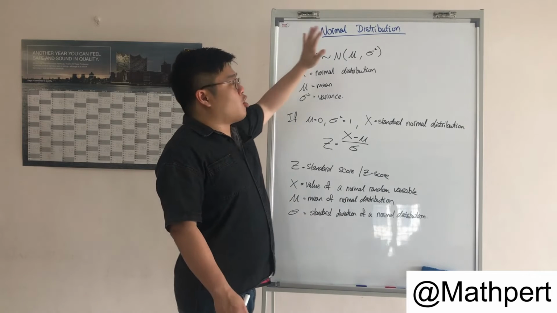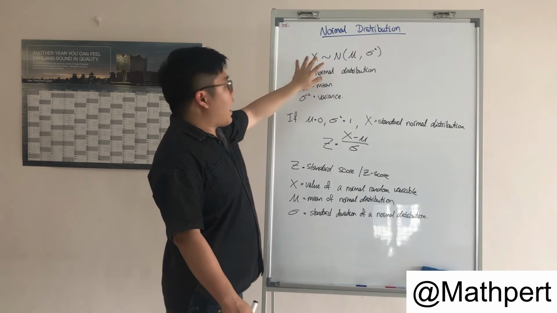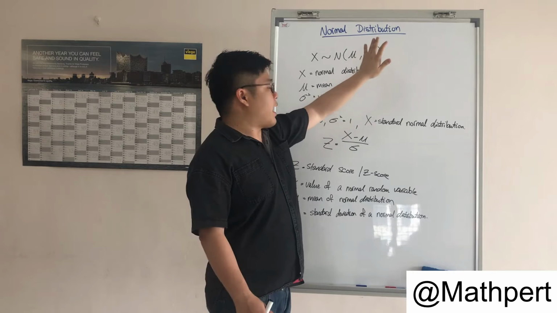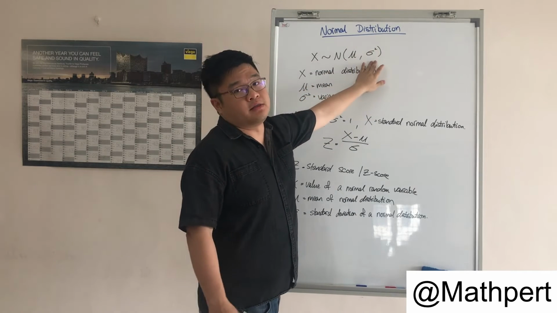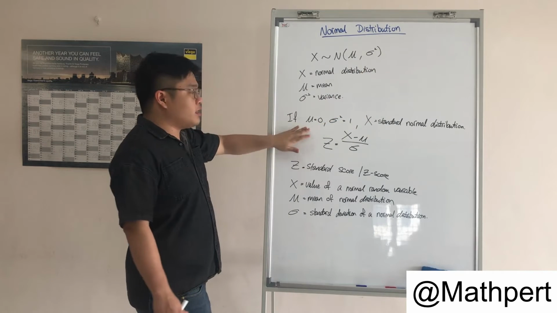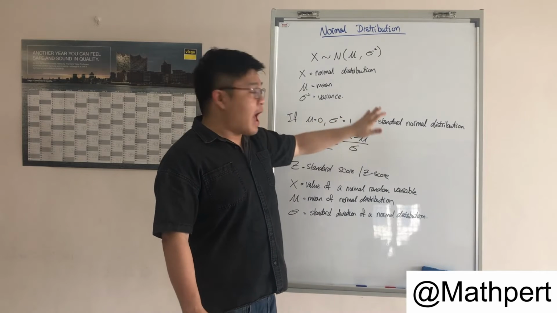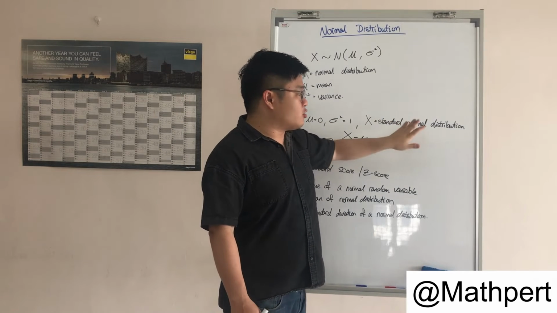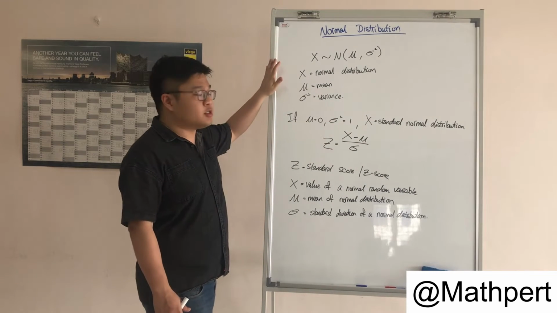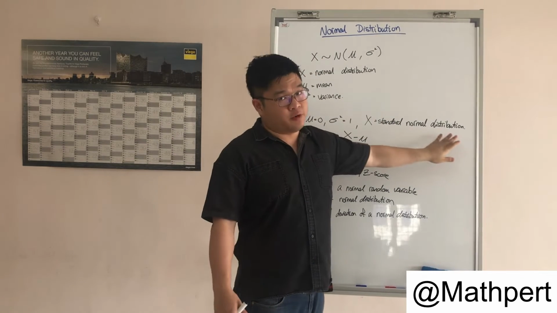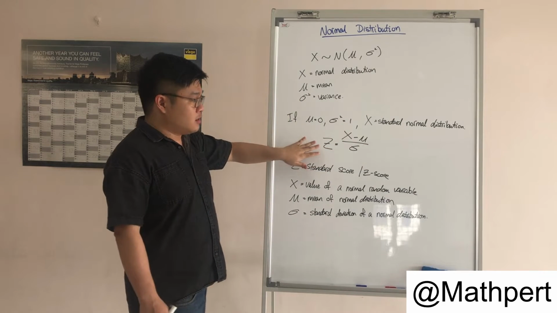Let's take a look at normal distributions. A normal distribution can be denoted as X ~ N(mean, variance). So this is the mean, this is the variance. And if the mean is equal to 0 and the variance is equal to 1, then X follows the standard normal distribution. So how do we convert normal distributions to standard normal distributions? We can convert it through a formula, which is this.